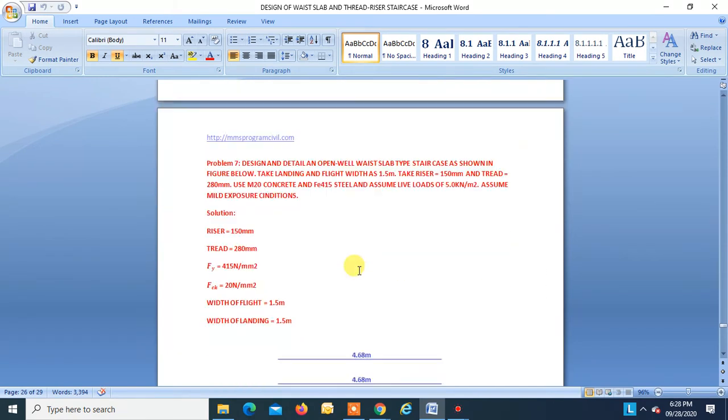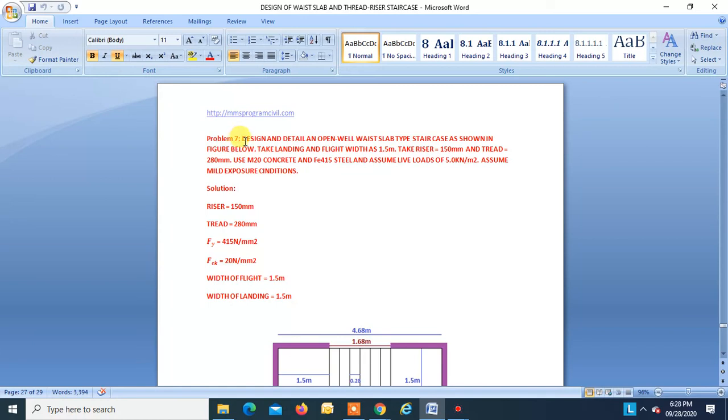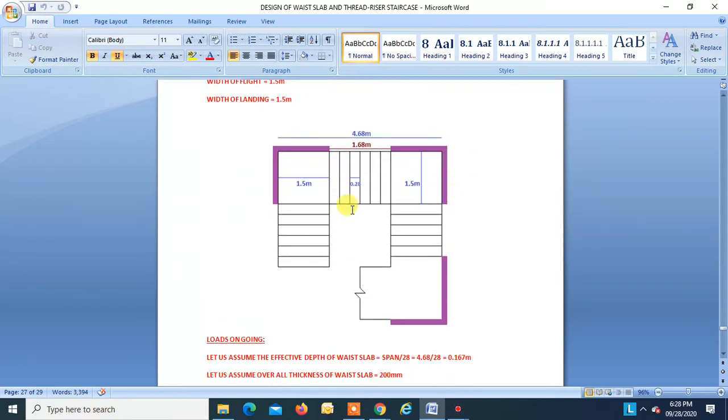Right? Now coming to the next problem: design and detail an open well type staircase as shown in the figure. It is supported over here, here, here, and here. So this flight will span like this, this flight will span like this, and this flight will span like this.